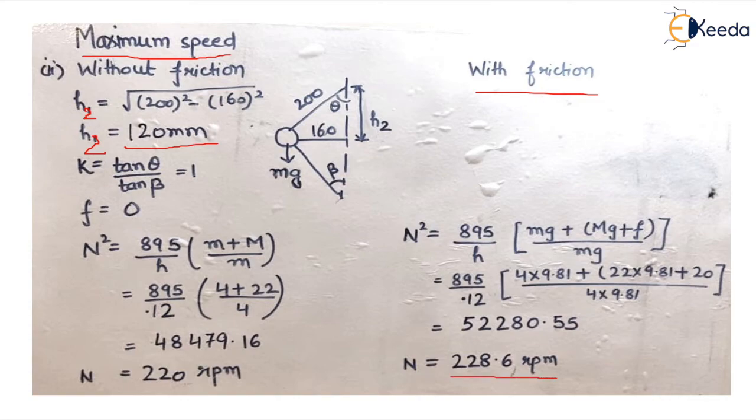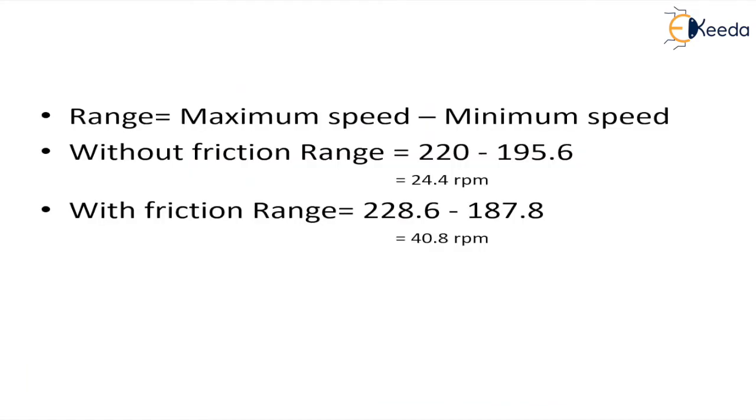Now what does the question ask? The question asks to calculate the range, that is maximum speed minus minimum speed. So without friction, the range is 220 minus 195.6, and the value is 24.4 rpm. Similarly with friction, maximum speed minus minimum speed, and you get the answer. Thank you.